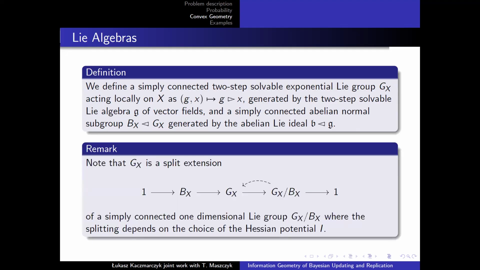And what is really exceptional for this structure, which is purely canonically geometrically defined, is that, okay, we have the short exact sequence. The GX is the extension of BX, and this quotient is always one-dimensional, but this sequence does not split unless we fix the information potential, because each fixing of this potential splits this exact sequence.